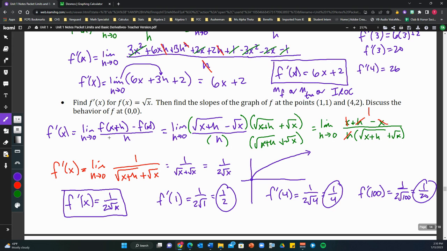Now, the second part of this is it tells us to discuss the behavior of f at 0, 0. Well, let's say that I wanted to evaluate f prime of 0, because again, if I'm talking about derivatives and slope, let's try and figure out what that value is. That would ask me to find 1 over 2 square roots of 0, or 1 over 0. And up until this point, you guys have always approached an expression like that as calling it undefined, which is okay.